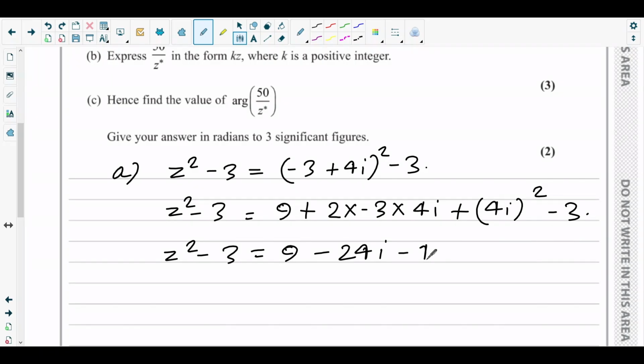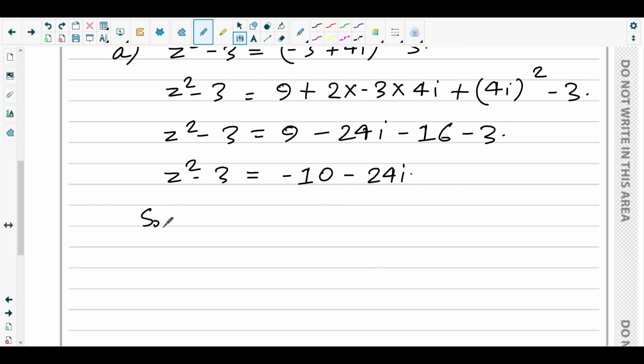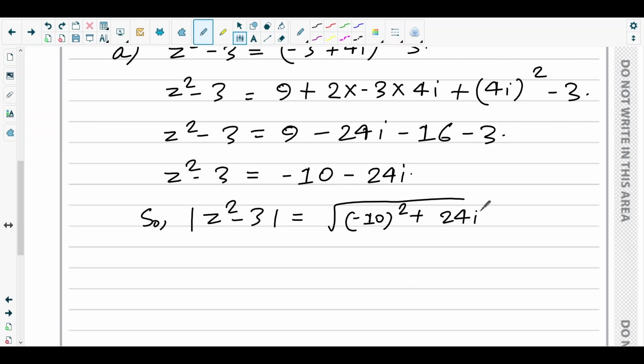So -16 - 3. Okay, so z squared - 3 equals 9 minus 16, which is basically -7. So -7 - 3 is -10. So -10 - 24i. Now they are asking for the modulus. So the modulus of z squared - 3 equals the square root of (-10) whole squared plus (-24i) whole squared.